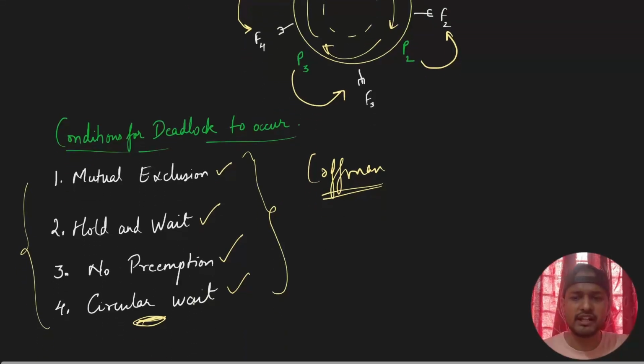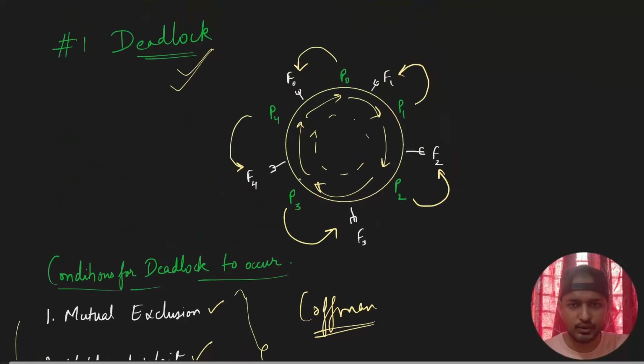Why is this circular wait occurring here? The circular wait is occurring here because each and every philosopher is picking up the left fork first, right? What if we go ahead and change the order for just one philosopher, right? So what we'll do is, let's erase this.